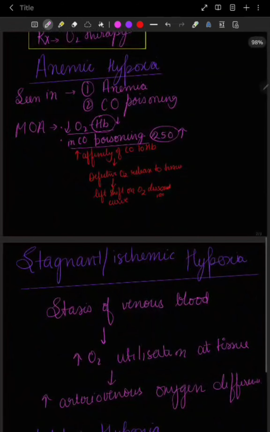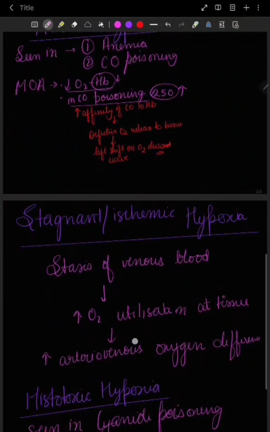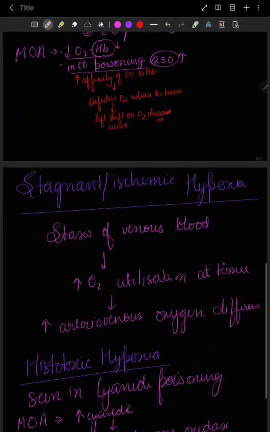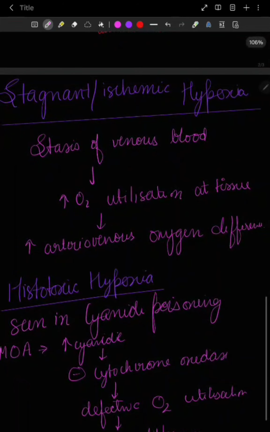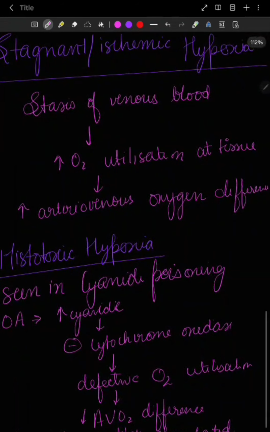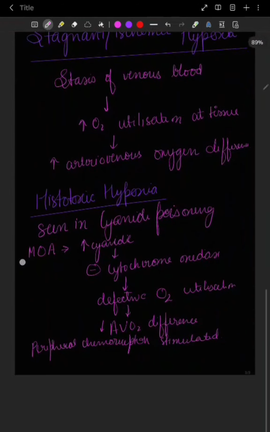Now the third type of hypoxia that we are going to study is stagnant or ischemic hypoxia. Stagnant means there is some stasis occurring, the blood is not moving. So what happens is the stasis of venous blood occurs, which causes increased oxygen utilization at tissue, and it increases the arteriovenous oxygen difference and thus causes hypoxia in the tissue.